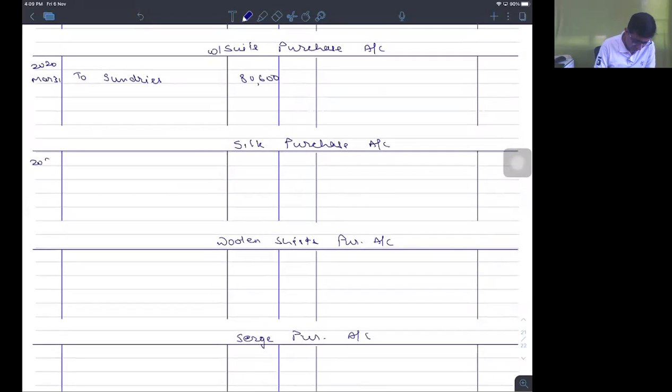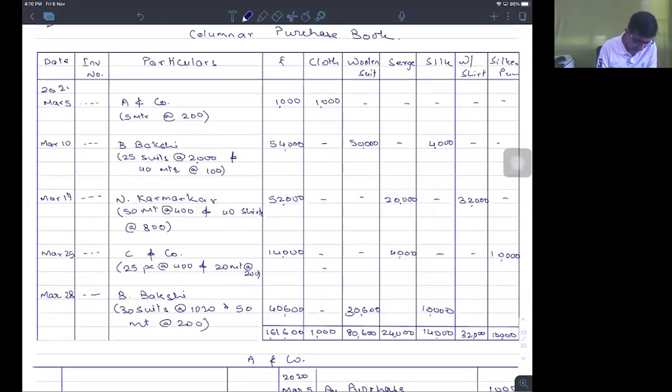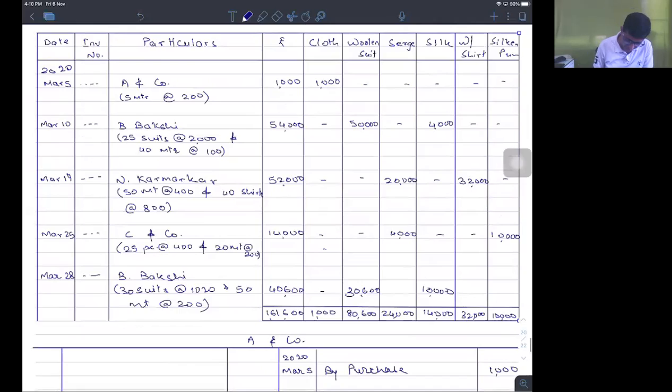Then 2020, March 31st, to Sundries. Sundries, not Sundris. Okay, 2020, fine, let me make it 2020 here above. Focus should be on the concept; dates will keep changing. Our concept should remain the same, isn't it? Dates keep changing, that doesn't make any difference for us. Yes, so we have done the posting of silk 14,000.